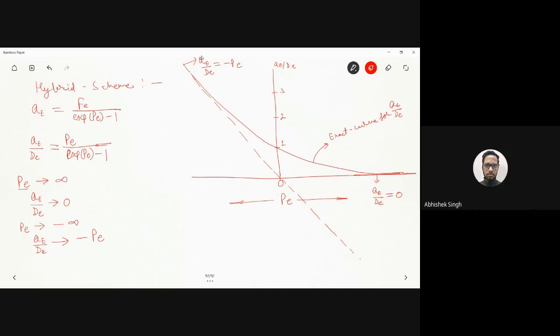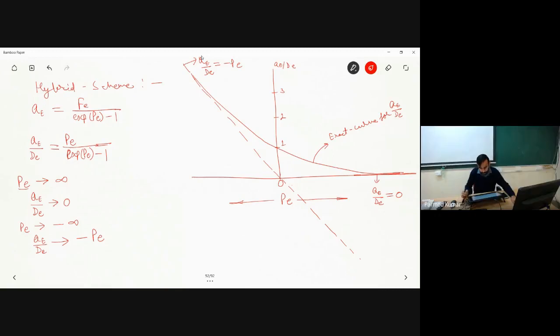Sir, which Peclet number is it? Is it local or global? We are talking here about the local Peclet number only, which is based on the grid size. Okay, okay, sir.